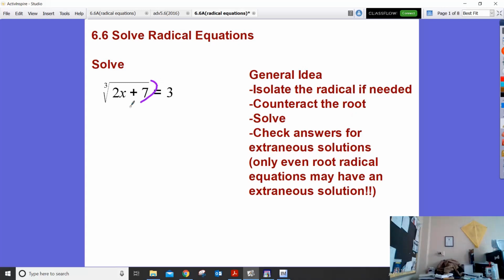Cubing is easy, especially when you're doing the right-hand side here. If you cube a cube root, what do you have left? What's in the radical? That's 2x plus 7. If you cube a 3, what do you get? 27. Two steps, you're done. Subtract 7, divide by 2, what do you get? 10.